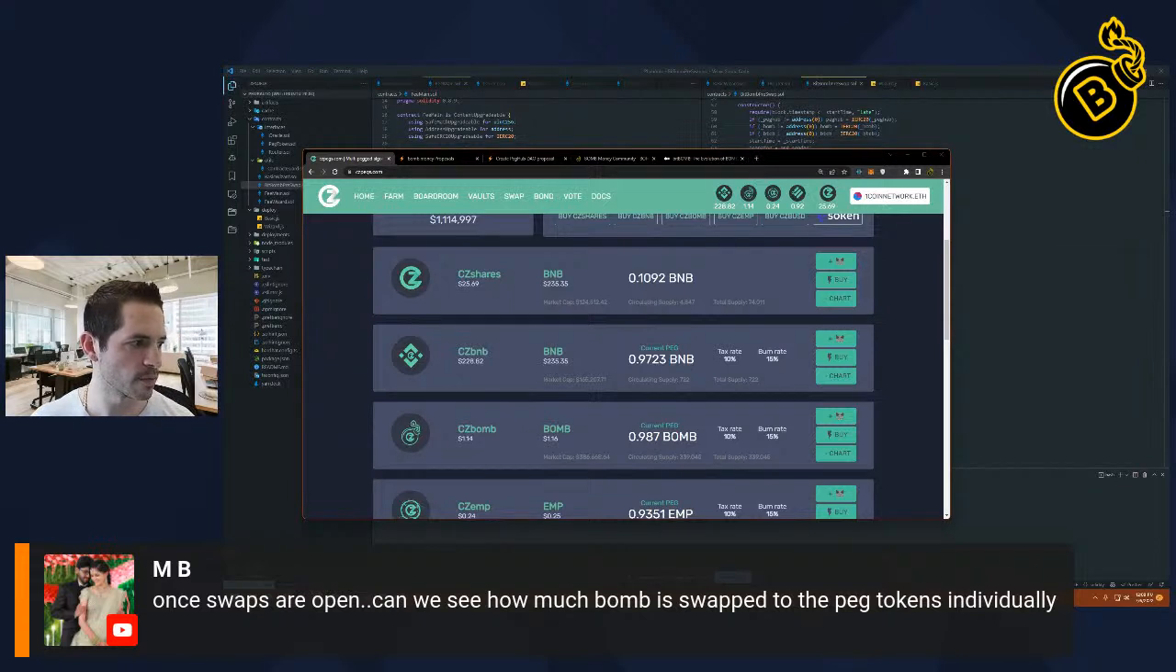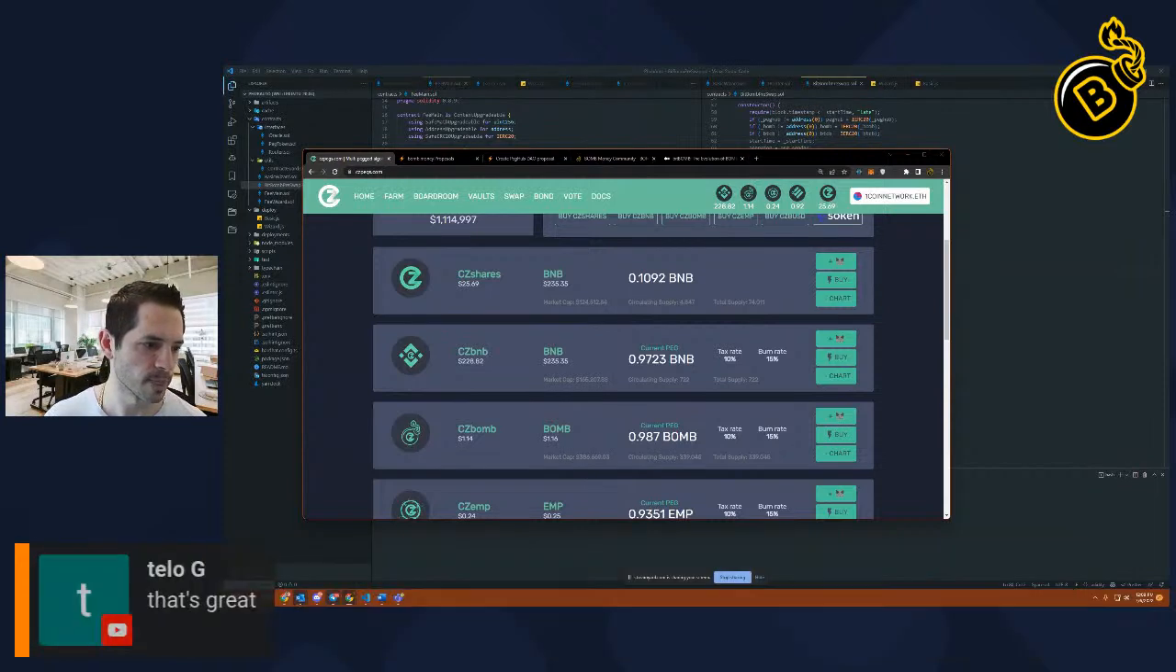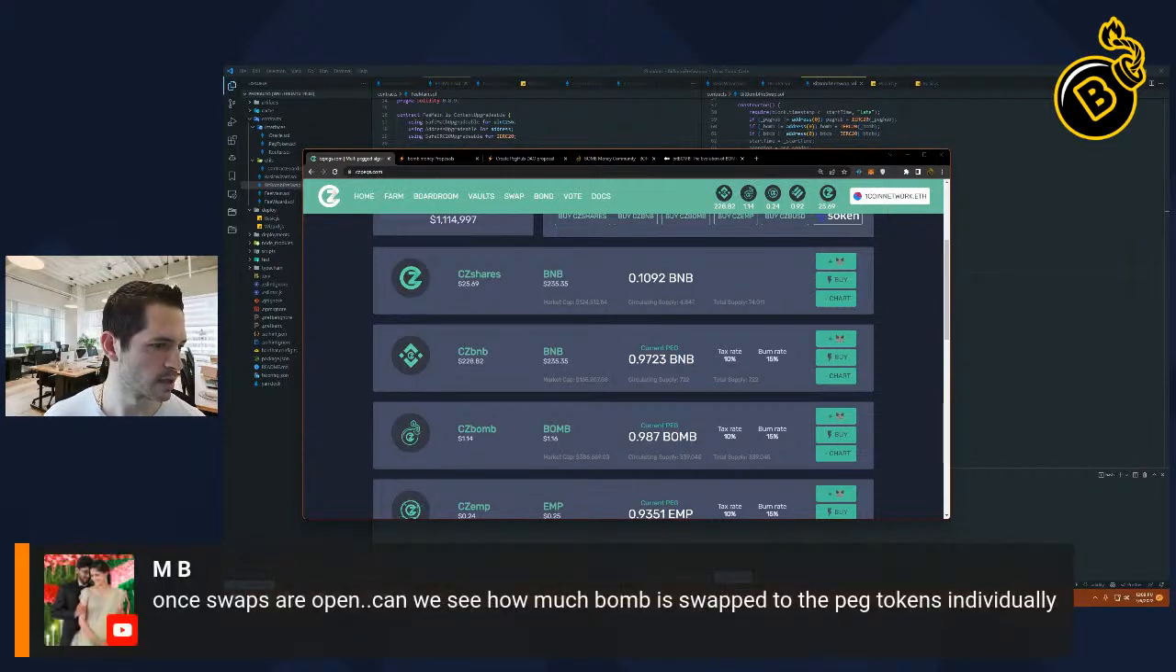Once swaps are open, can we see how much BOMB is swapped? Yep, we'll have stats on everything. You'll be able to see how much BOMB has been swapped for each of the 4 peg tokens. You'll be able to see how many are available, how many have already been swapped, how many are remaining, very similar to the peg hub pre-sale with BOMB, where it showed 6,000 tokens available. And then it started showing how many were swapped, how many are remaining. It'll be very similar to that.